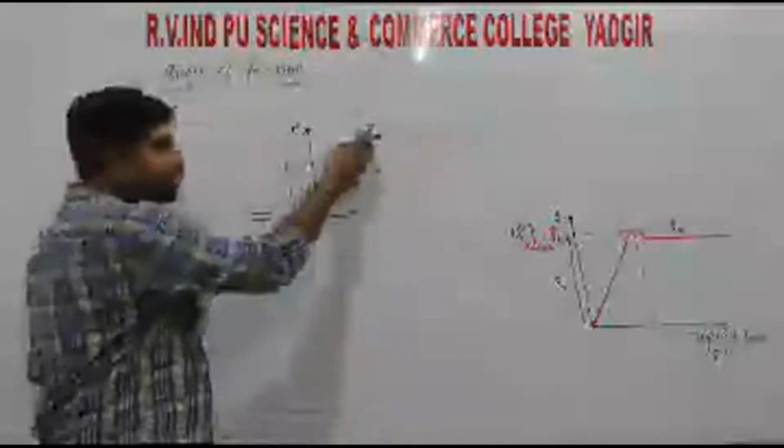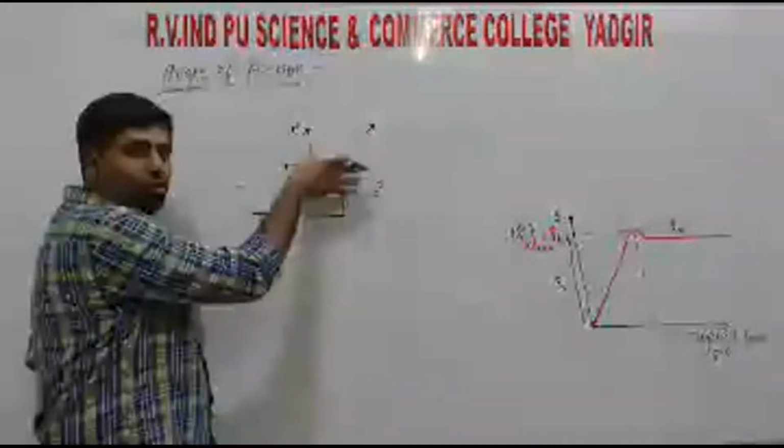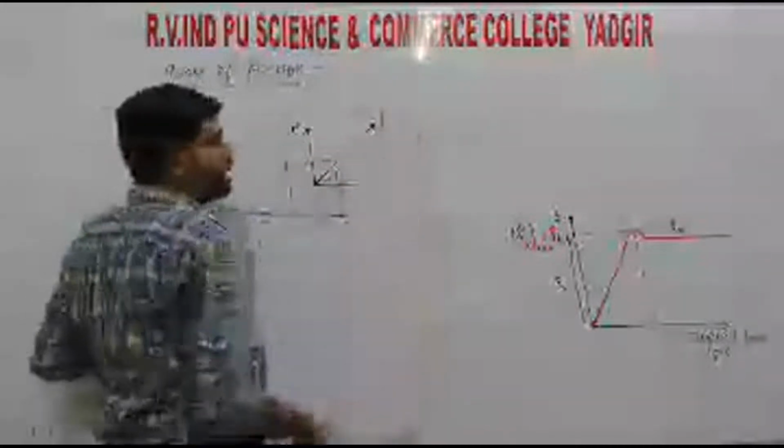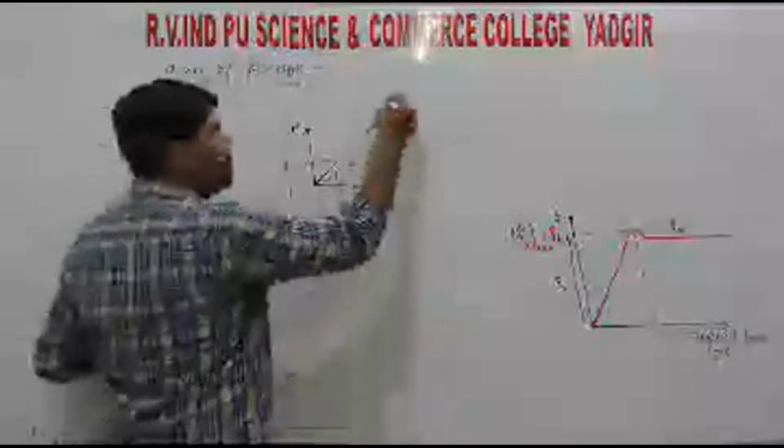So diagonal gives the resultant of the two forces, right? So this we take as R or R dash.